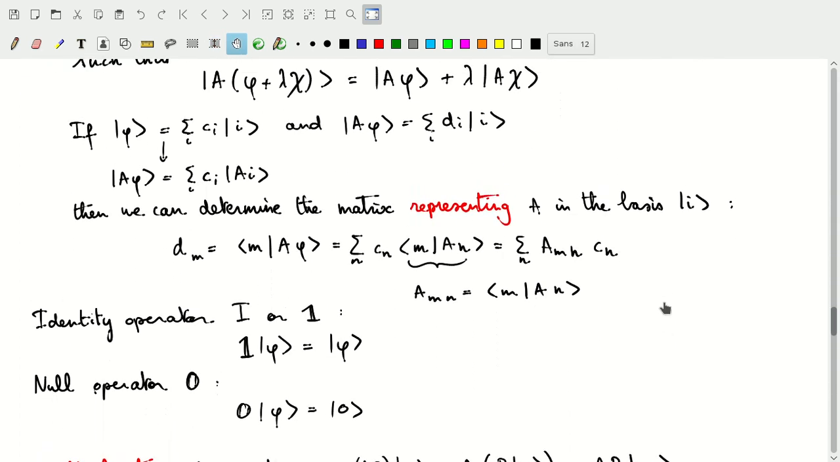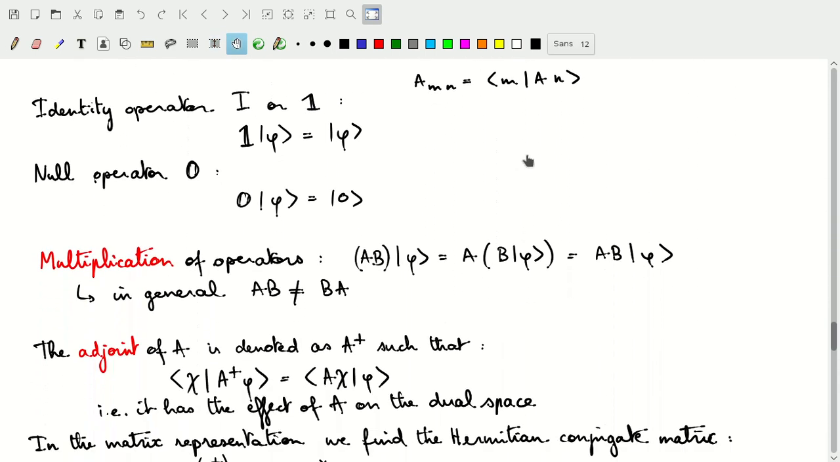So there are two special operators I should point out. First of all, there's of course the identity operator, which does nothing on a vector state, it just returns the same vector state. And then there's the null operator, which operating on a vector space element just returns our null element in that vector space.